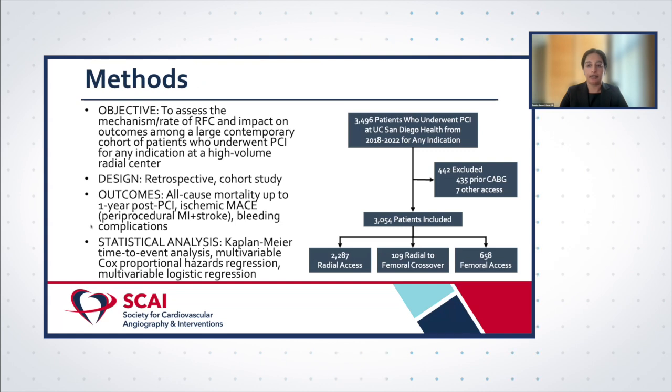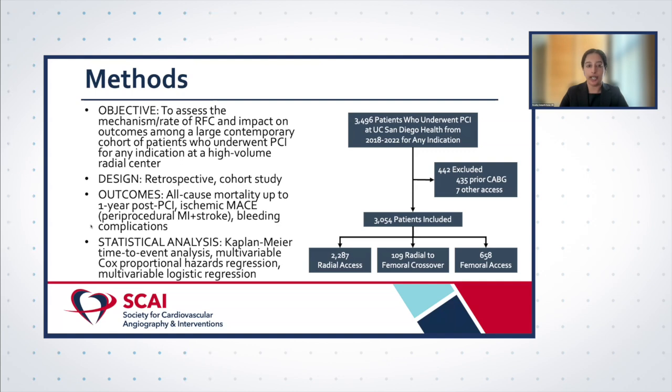This is a retrospective cohort study design, and our outcomes included all-cause mortality up to 1 year post-PCI, ischemic MACE, which was defined as a composite of periprocedural MI and stroke, as well as bleeding complications. Our statistical analysis included Kaplan-Meier time-to-event analysis, multivariable Cox proportional hazards regression, as well as multivariable logistic regression models.